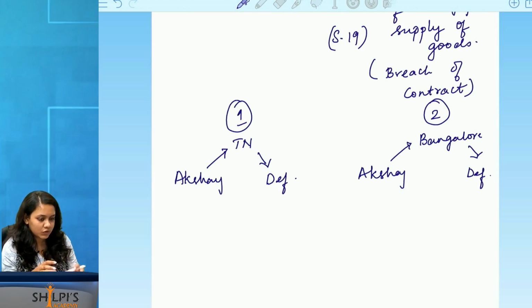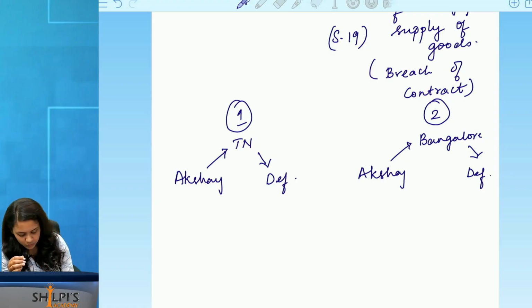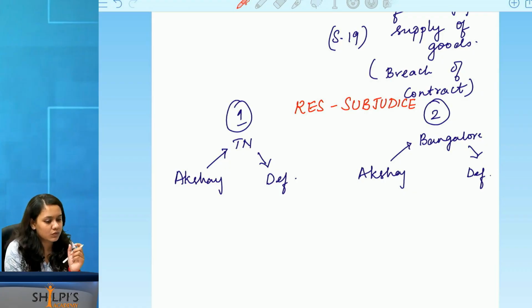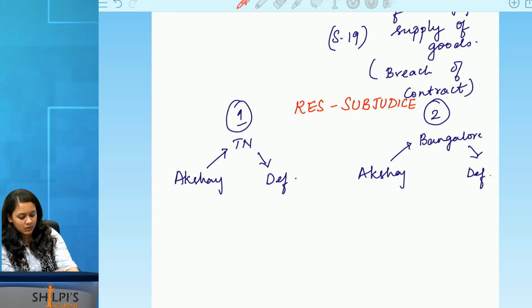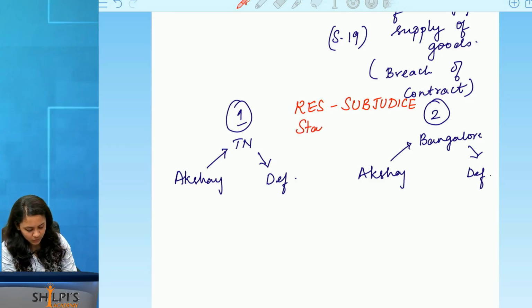Now, there is a provision of law which says, if such a situation happens, I will provide you with a remedy. What is that remedy? That remedy is called res sub judice. Please take note of this term, res sub judice. Res sub judice is also known as stay of suit under section 10.